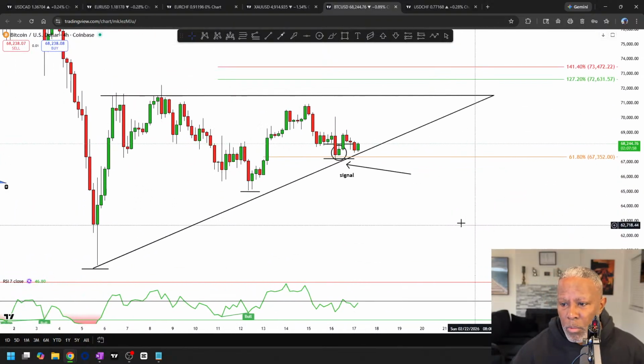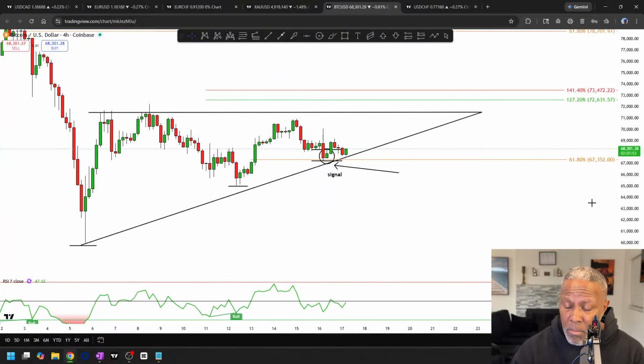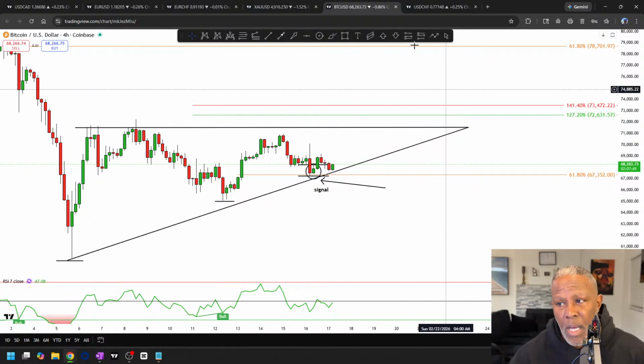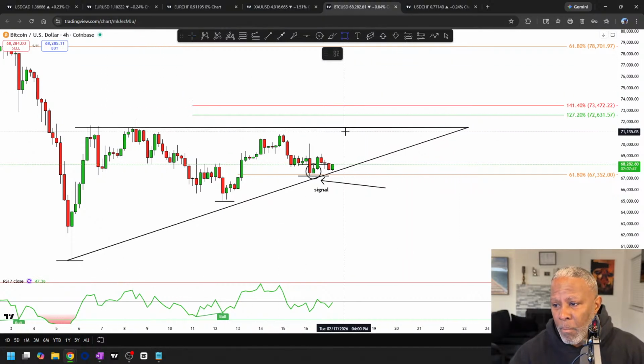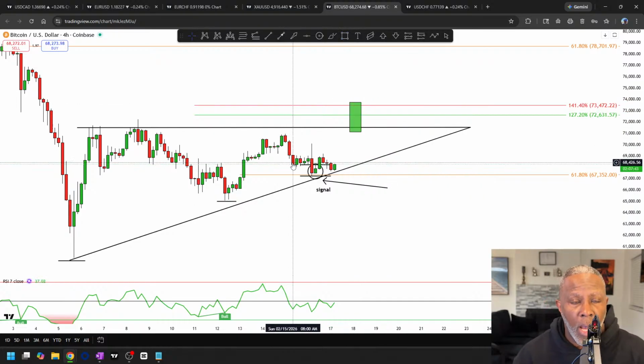ascending triangle, okay? Now, some traders might want to wait until you break and close above the horizontal line, okay? Try to get H3C, higher high, higher close.